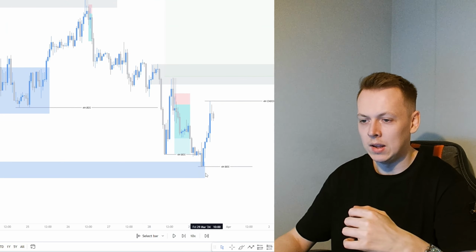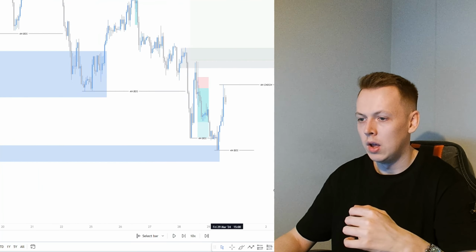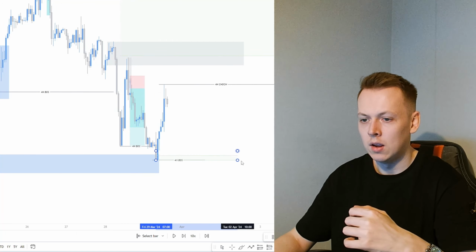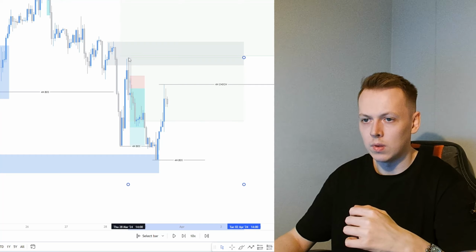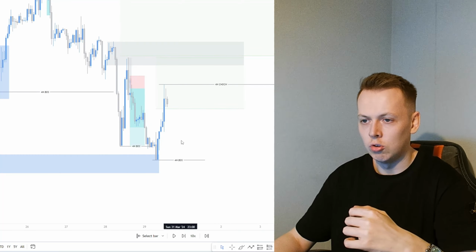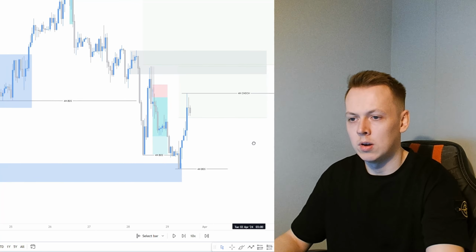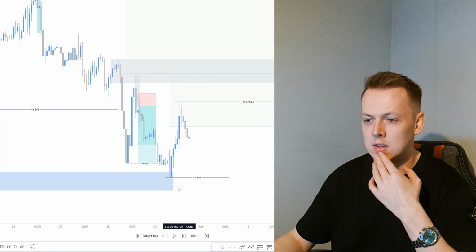Again, we do come back in here, we tap into this nice 4-hour demand zone. Okay, what happens next is we do get another leg, so we just draw this one in as well. Okay, from the low to the high, nice area to look for a trade. Go to the 1-hour time frame, which we're on. Okay, and we're just going to see what happens next.